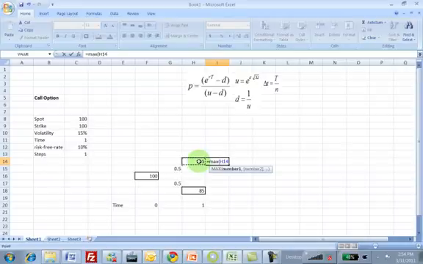So ST minus X. X is the strike price that we've identified here. So we lock it so that we don't have to worry about copying and pasting incorrect cells later on, comma 0. There you go. So this is the payoff profile.